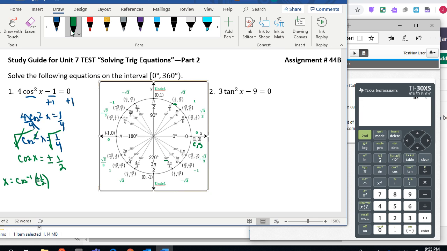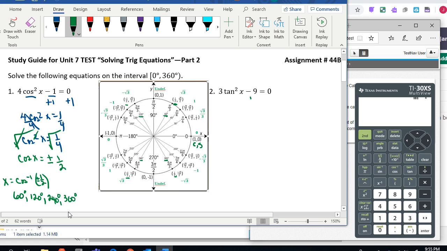It doesn't matter if it's positive or negative. It's at 60. Where's the next place where cosine is 1/2? Right here. This is 120. And cosine's negative 1/2 here, 240. And 1/2, there it is, 300. There's our answers. Going on to number 2.